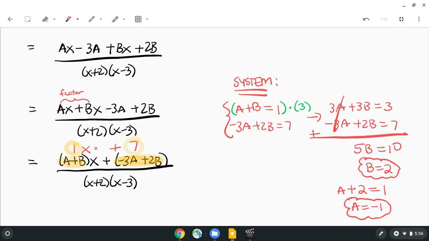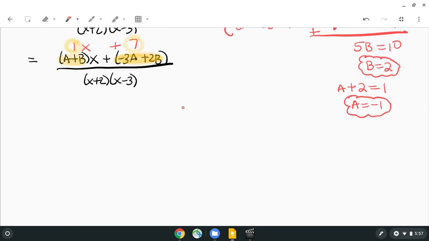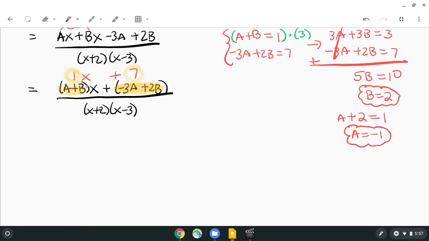Where did I get this? This was the original problem. Look up here: 1x + 7. That's the numerator, so they should be equal to each other. So A + B should equal 1, because that's the coefficient of x, and −3A + 2B should equal 7, because that's the constant.